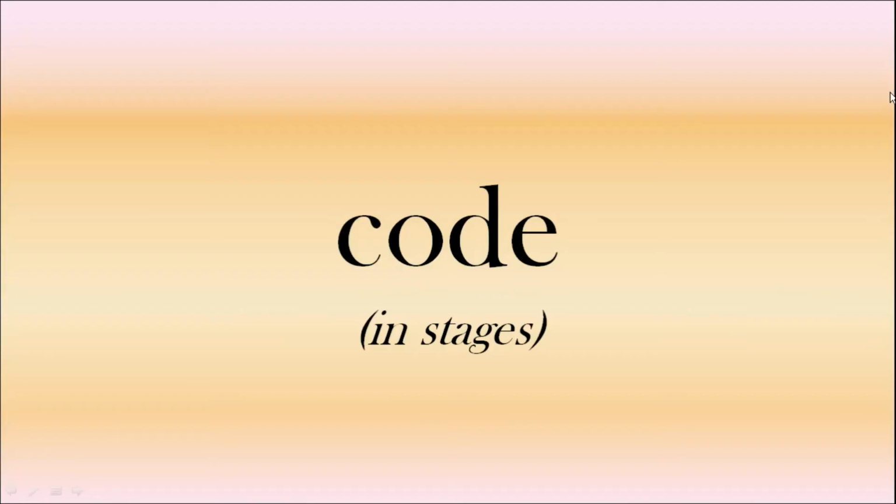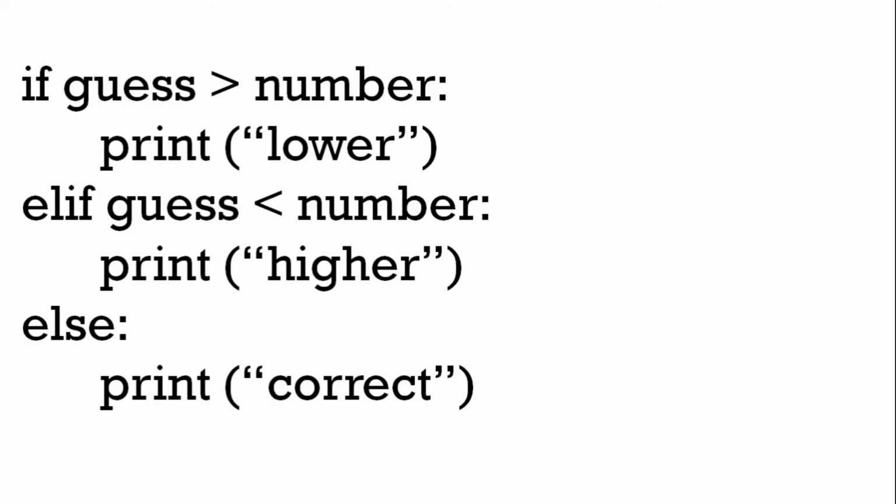Okay, let's go through the code, but in stages. Start off with the if statement. So we've got, if the guess is greater than the number, we're going to say lower to the player. If it's less than the number, we're going to tell them they need to go higher. Or it's correct. So that's the if, elif and else statement.